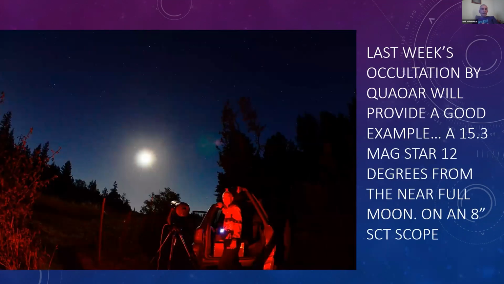So last weekend's occultation by Quawar is a good example. So this is me up at UC Santa Cruz over Meadow. And the target, as some of you may know or remember, was only 10 degrees above the moon. And the moon was 90%. And the target was 15.3 magnitude. So normally I wouldn't even think of spending time on something like that, but it was Quawar, and I thought, well, what the heck? Let's see what I can do.